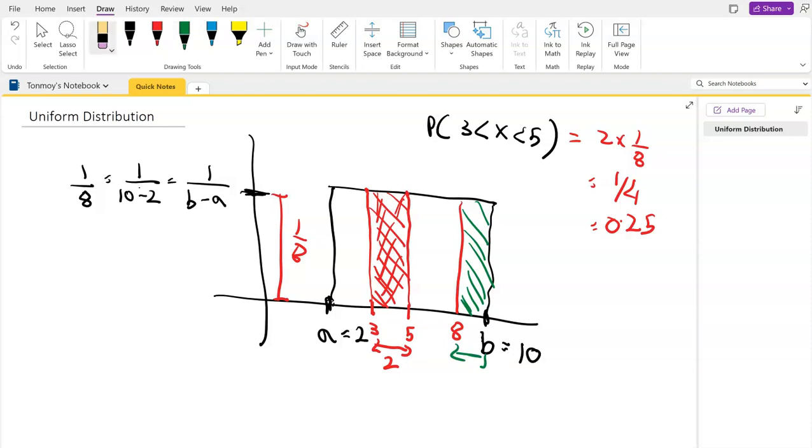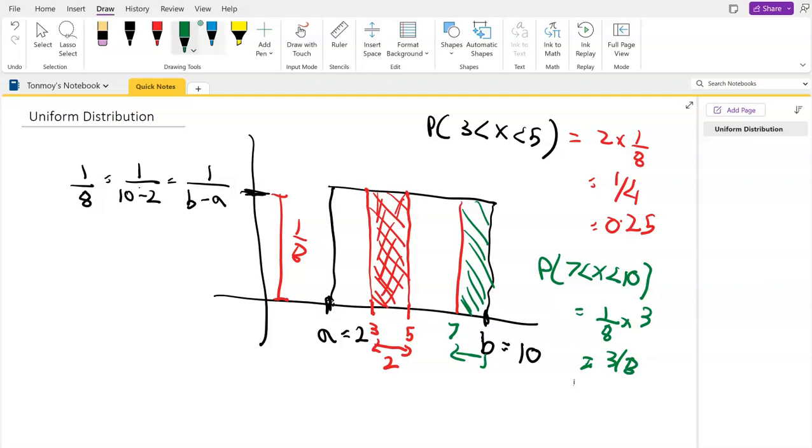If instead of 8, it was 7, so the probability that x is between 7 and 10, it would be the height, which is 1/8, times the width, which is 3, so the probability would be 3/8. As it looks like, it is a very simple distribution, since all the numbers between a and b have equal likelihood of happening. So our calculation gets very easy.